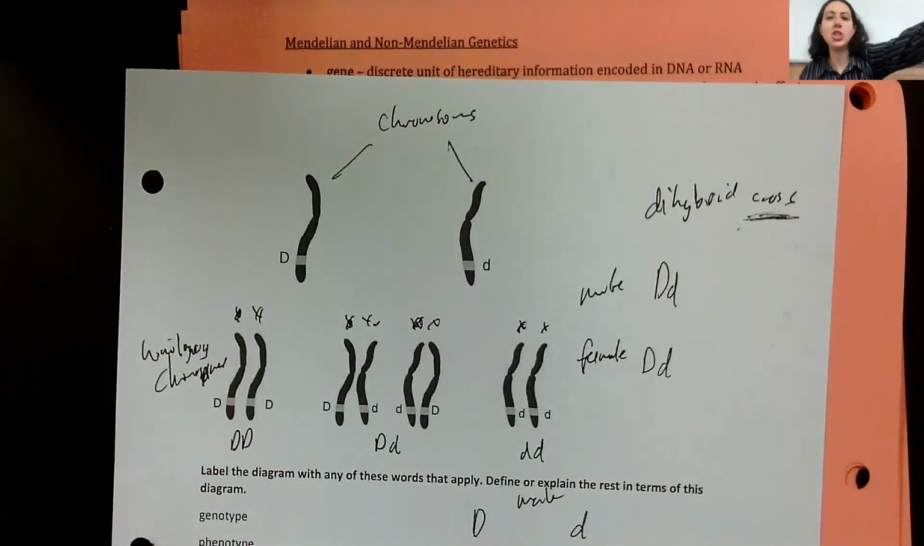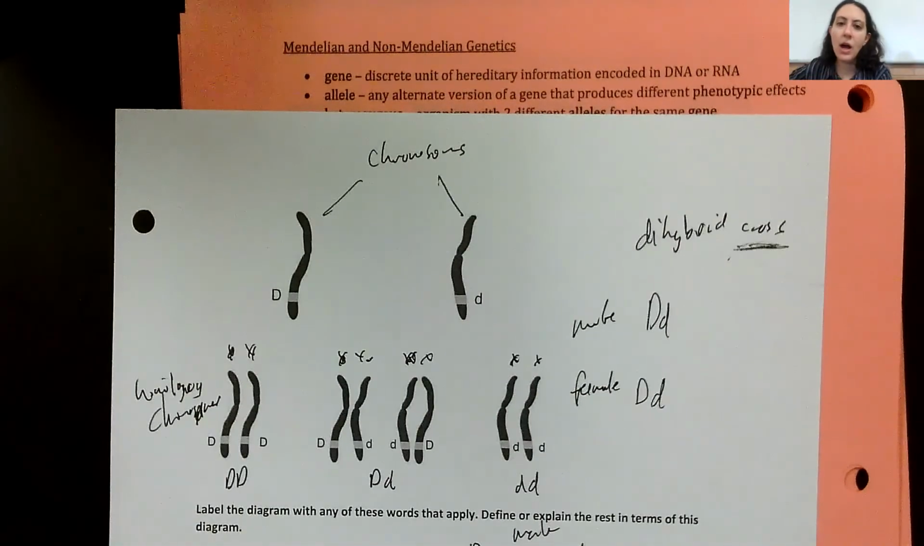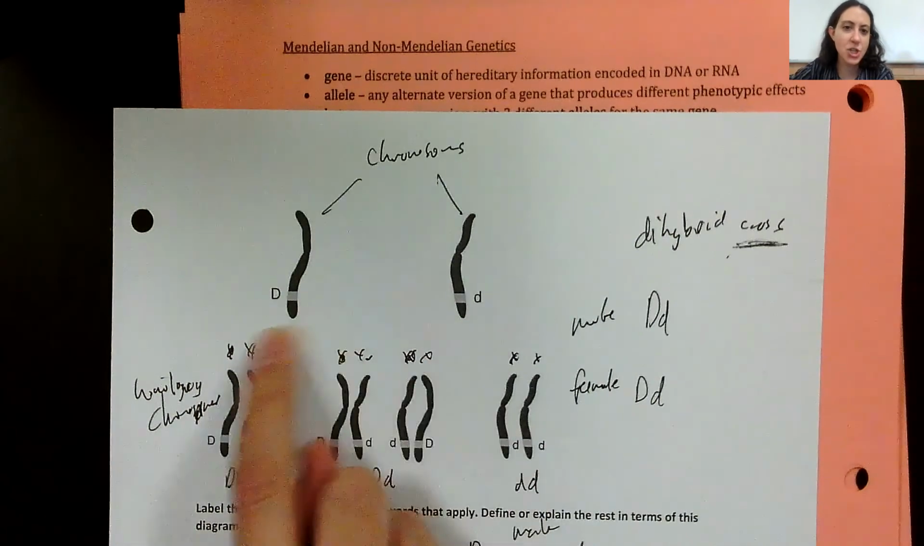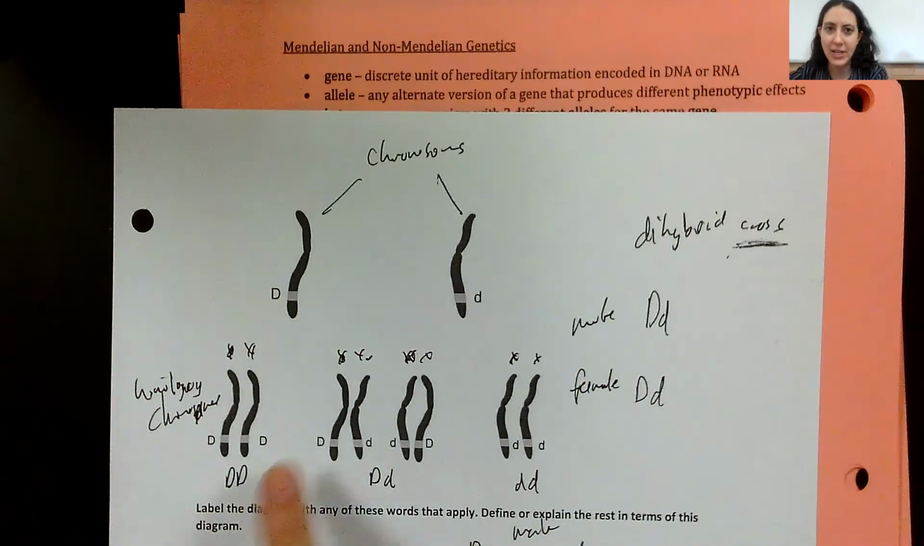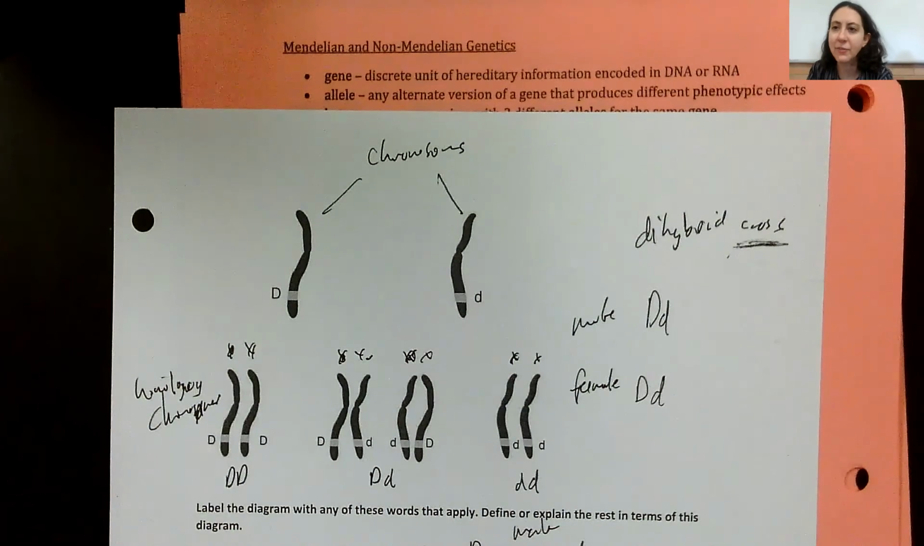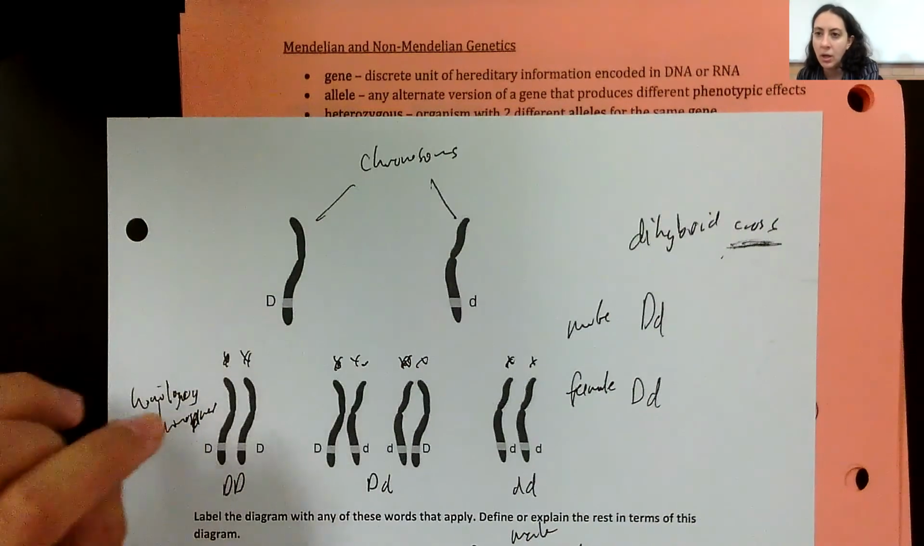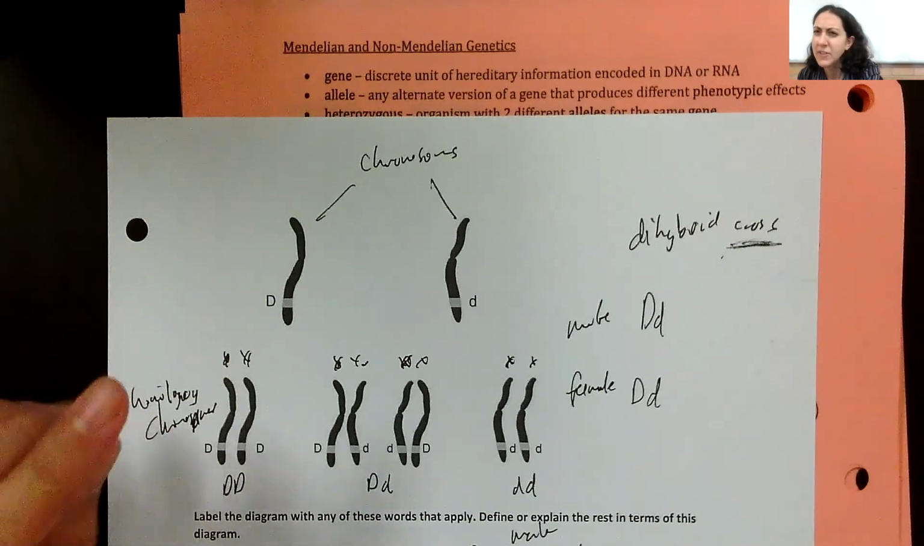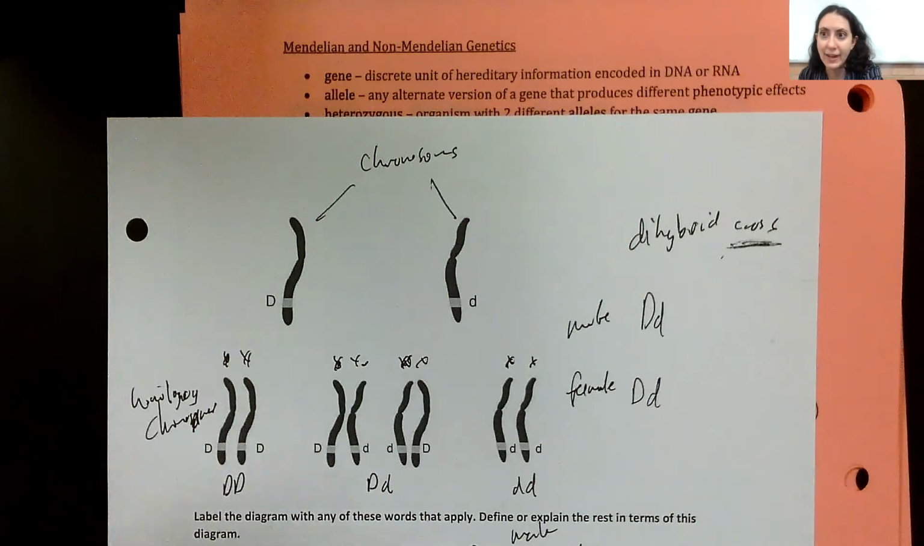So a gene, for example, D is a gene. D is just a random example of a gene. It's a piece of hereditary information encoded in DNA or RNA. In eukaryotes, it's definitely DNA. Some prokaryotes, well, not even bacteria. Viruses have RNA instead of DNA sometimes. It depends on if they're an RNA virus or a DNA virus. So there you go. I think coronavirus, for example, is an RNA virus, but we'll get into that eventually.